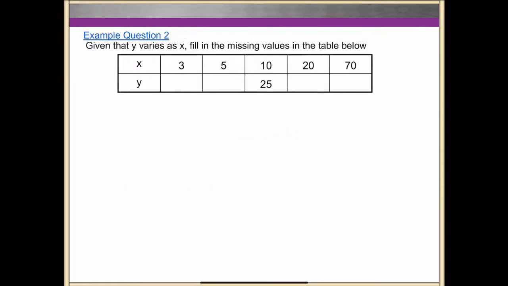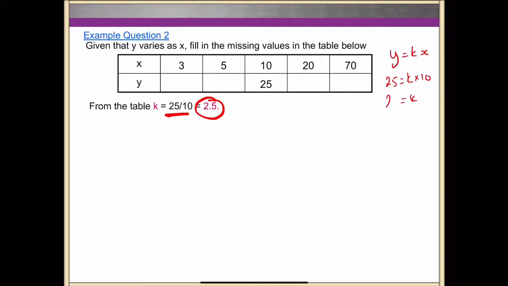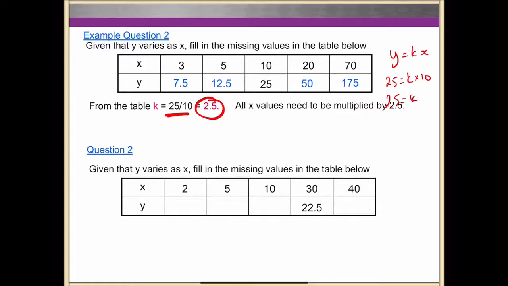So, given that Y varies as X, fill in the missing value of this table. What would be the first thing you would have to do? We need to find out what I'm actually multiplying by. So, from the table, K must be 2.5 because it's 25 divided by 10, because Y varies according to X. So therefore, if Y is 25, X is 10, that's why K is simply 2.5. So all we've got to do is multiply everything by 2.5. Question 2 again, pause the video and try this.